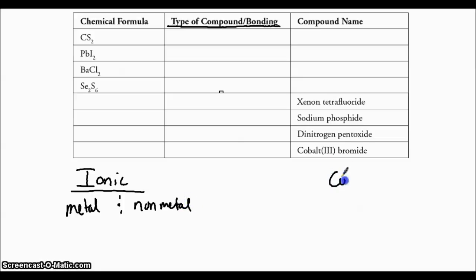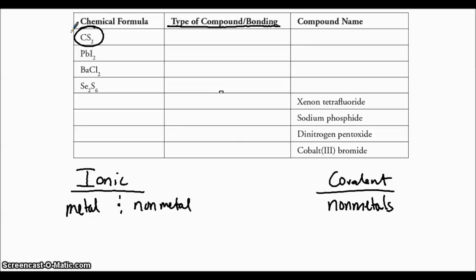And then covalent is what we did today, and you should know that that's non-metals only. So you have 2 non-metals or 3 non-metals, but it's only non-metals, there's no metal involved. And remember, these both have 2 different naming and formula writing rules. So when we look at this first one here, we have CS2.